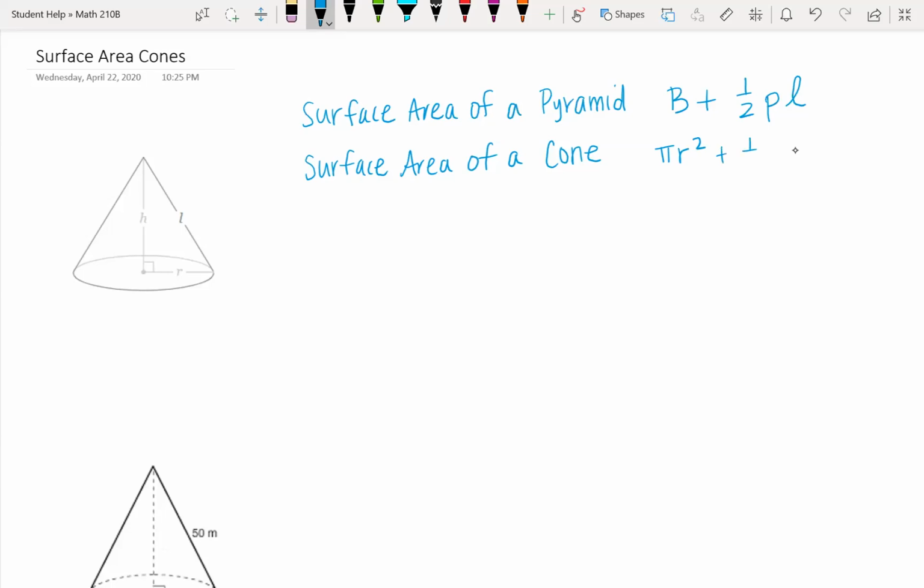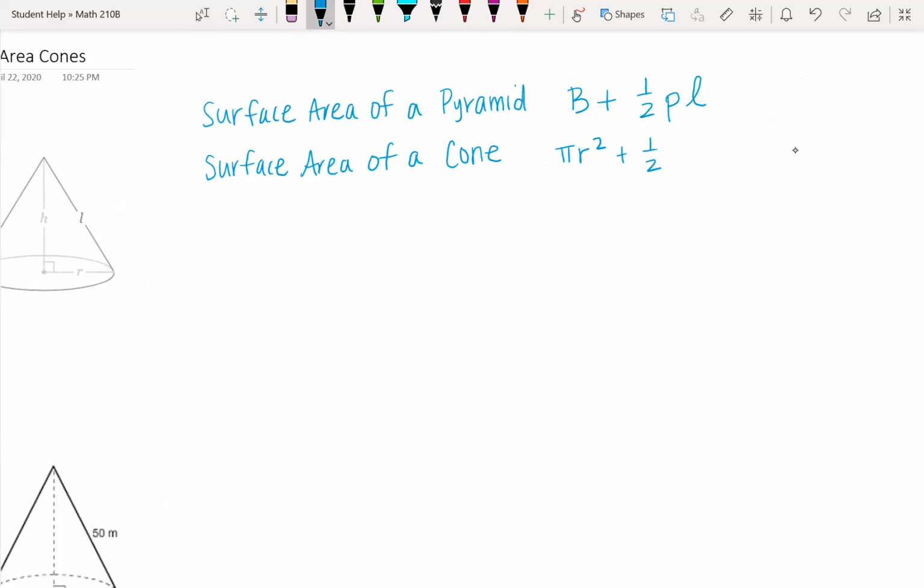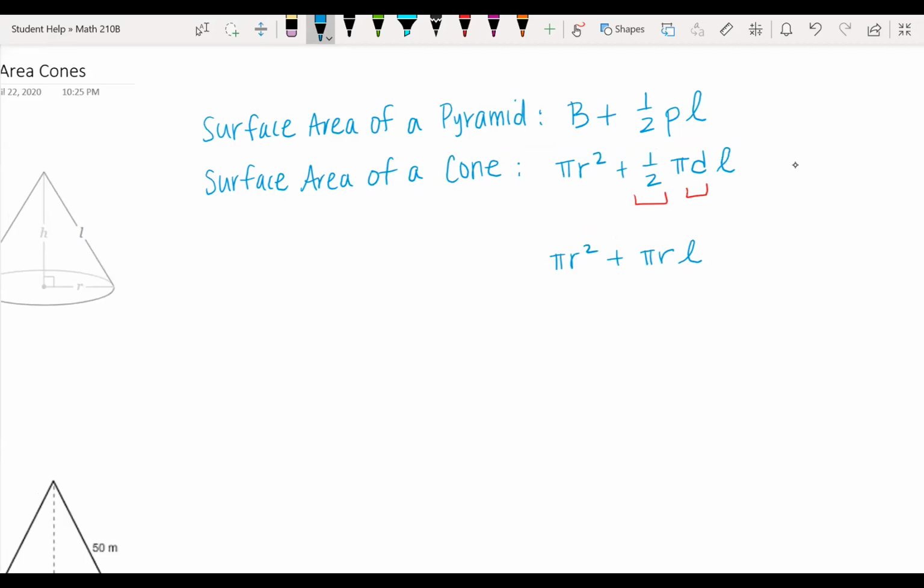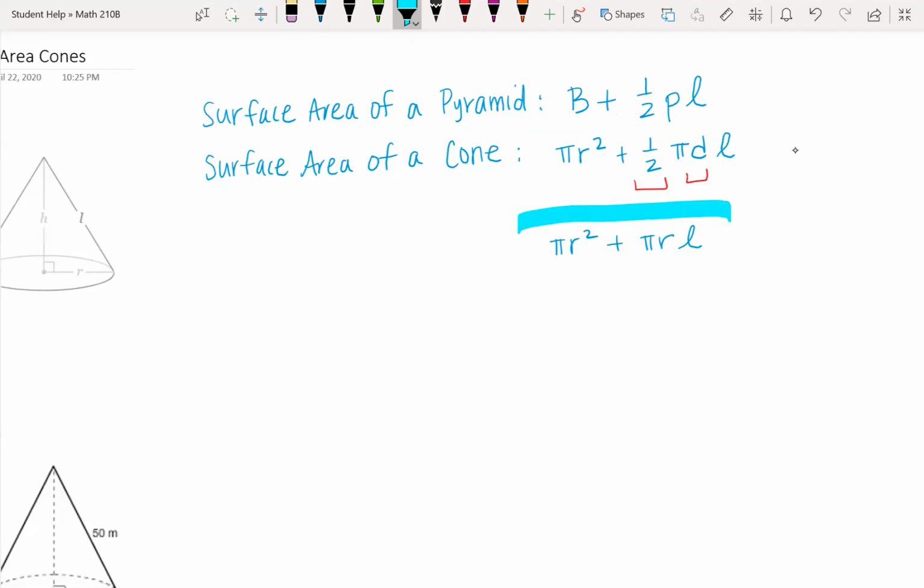And we still have the 1/2. The perimeter of a circle is called the circumference, and it's usually pi times the diameter. And the slant height is still the slant height. Now, if I think about 1/2 of the diameter, that's the same as the radius. So often what you'll see is the formula written as pi r squared, that's for the base, plus pi times r times L. What I did was combine the 1/2 and the d together to just be a radius instead. So this is the formula that we're going to use for the surface area of a cone.